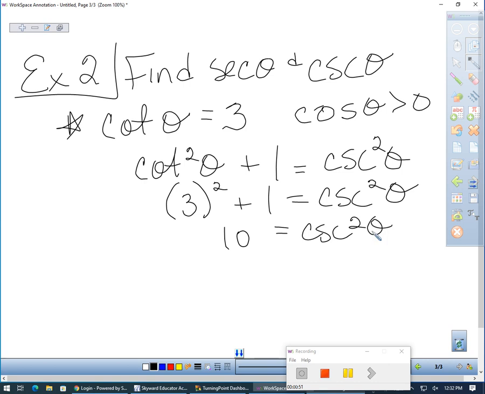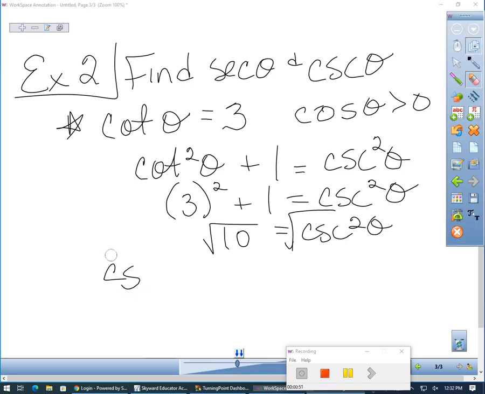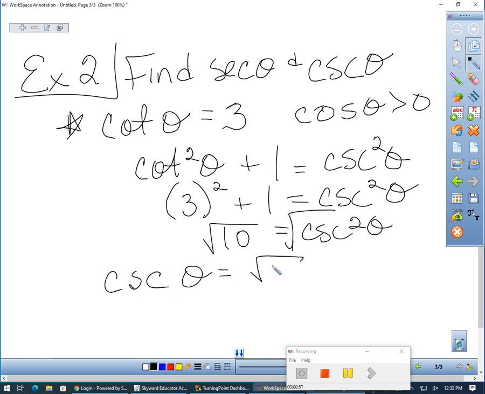And then what will we do to both sides? Square root both sides. Technically it should be plus and minus, but we already determined we needed the positive, right? Okay, so we have cosecant. Sorry, somebody's phone went off. All right, cosecant theta equals the square root of 10.